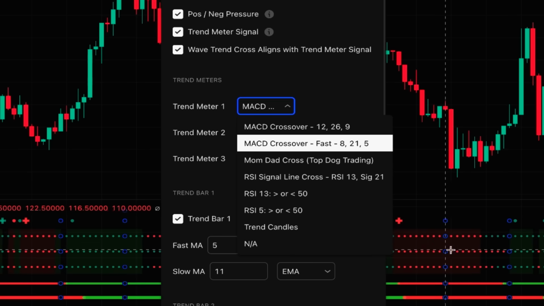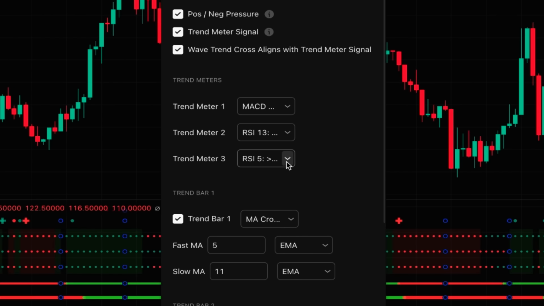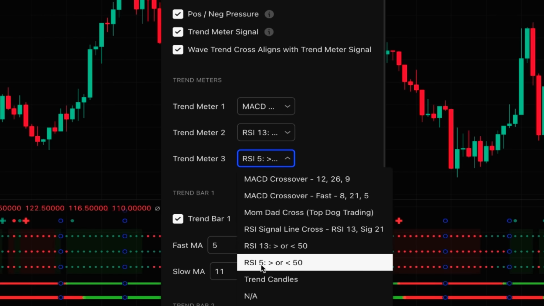For trend meter 2, the second row, you can see that by default, the condition is based on RSI with length of 13. If the RSI line is below the center line, we get a red dot, and if the RSI line is above the center line, we get a green dot. And for trend meter 3, the third row, by default, the condition is based on RSI with length of 5. If the RSI line is below the center line, we get a red dot, and if the RSI line is above the center line, we get a green dot.